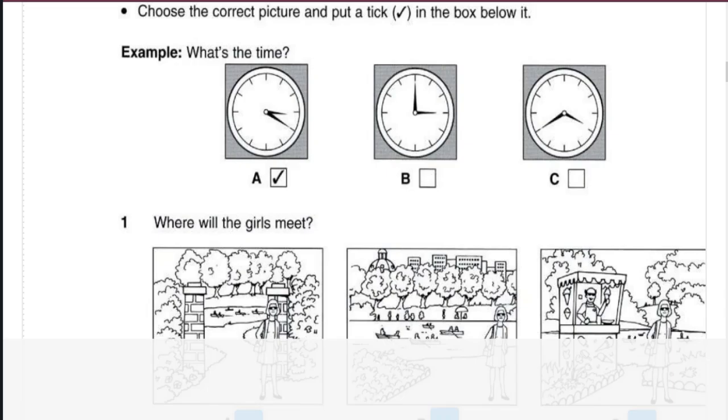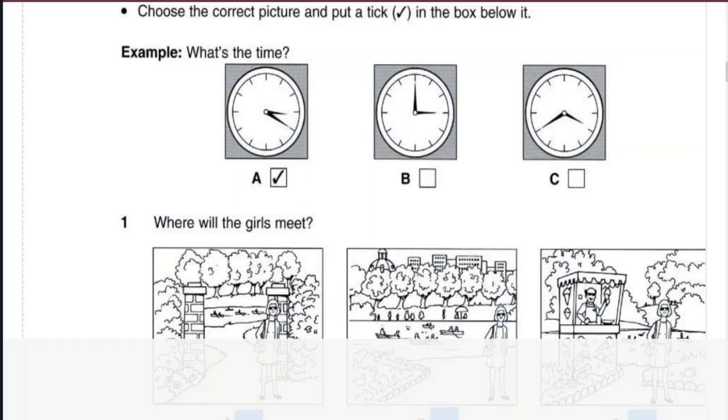The first picture is correct, so there is a tick in box A. Look at the 3 pictures for question 1 now. Now we are ready to start. Listen carefully. You will hear each recording twice. 1. Where will the girls meet?